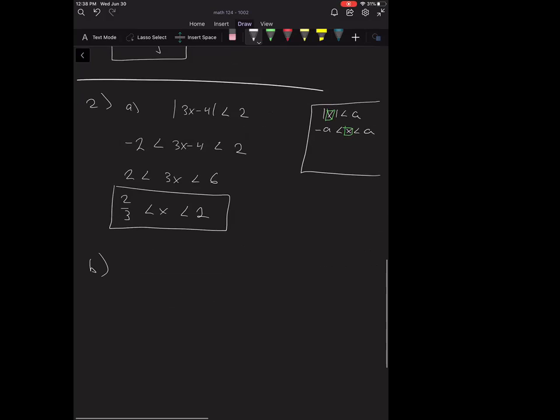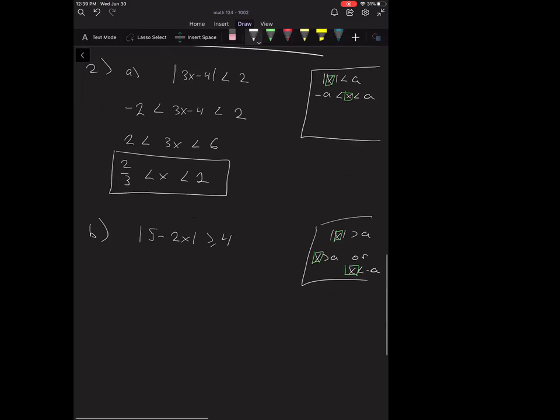And then for part B, we have the absolute value of 5 minus 2x is bigger than or equal to 4. For this, the rule is if the absolute value is bigger than a number, this means that x is going to be bigger than a, or x will be less than minus a. So just like before, whatever is inside of our absolute value, we just put it here and here. So what this tells us is we have 5 minus 2x is bigger than or equal to 4, or 5 minus 2x is less than or equal to minus 4.